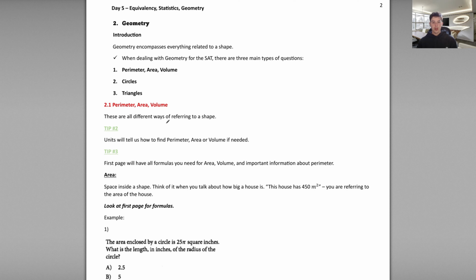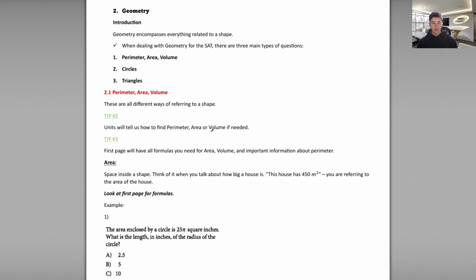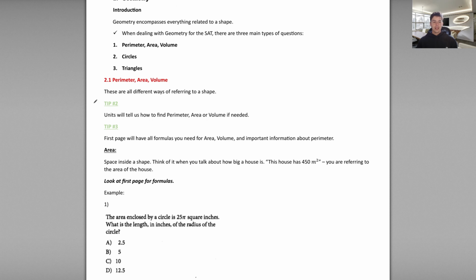So these are all different ways of referring to a shape. This is a tip that I always like to give my students. Units will tell us how to find perimeter, area, or volume if needed. So for example, if the question mentions what's the perimeter in meters, you know it should be perimeter just by the units. So let's say we're just dealing with miles, for example. So the perimeter is going to be in miles.